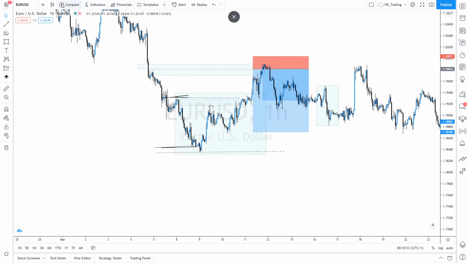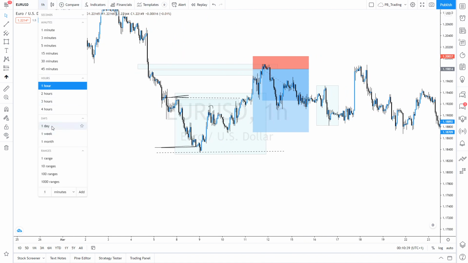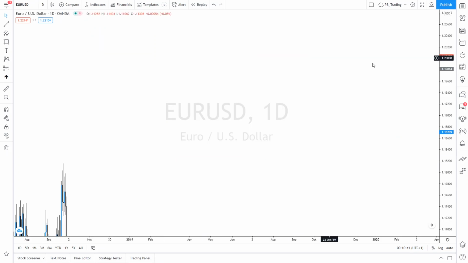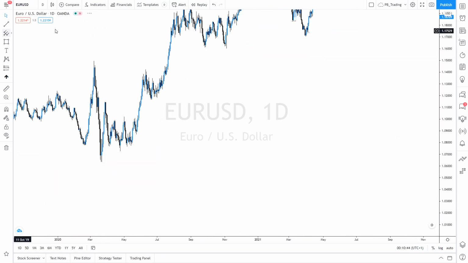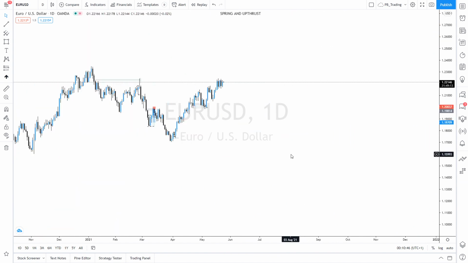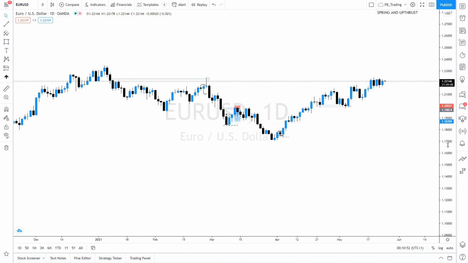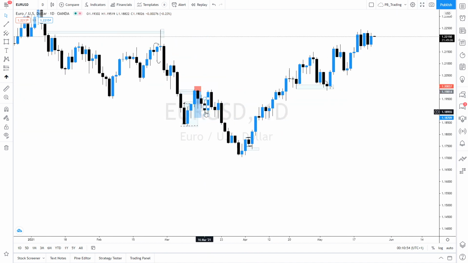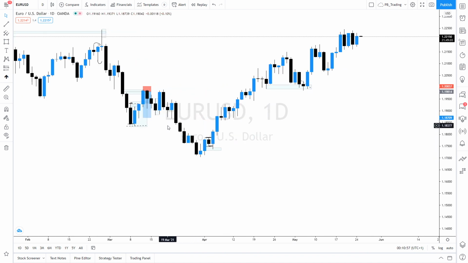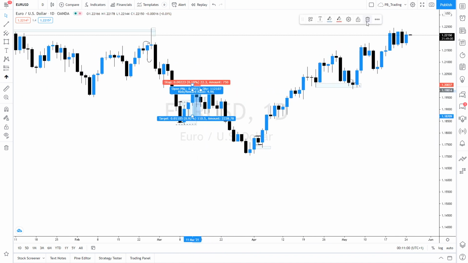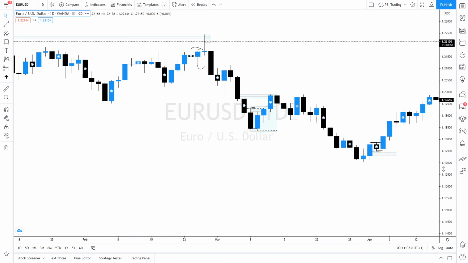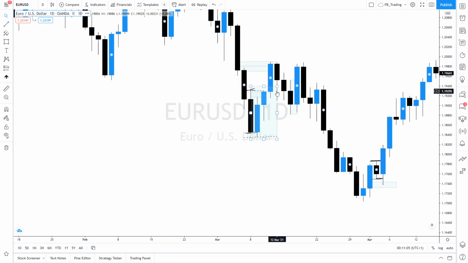So let's go and see if we can find a few more examples of smart money reversal, the principle of spring and upthrust. Now let's find a few more examples here. Okay, I marked out these zones here too. So let me just remove this one. So we have another daily candle. We have a daily candle here. This daily candle here.